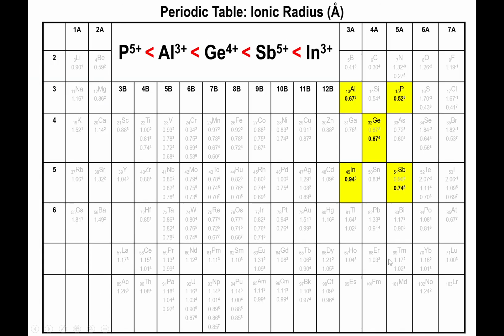Just to conclude and give you the full picture, if we look at the periodic table and the actual values for these ions, we find out that yes, phosphorus 5+ is 0.52, the smallest one in the series. Aluminum 3+ is 0.67, which is the next smallest one. Germanium is 0.67, so actually they are roughly the same value. And within the approximation, we have aluminum and germanium right next to each other. So for my purposes, that's good enough. Within the error, this works out rather well. After germanium, the next larger ion is antimony with a value of 0.74, and finally we end up with indium with a value of 0.94.